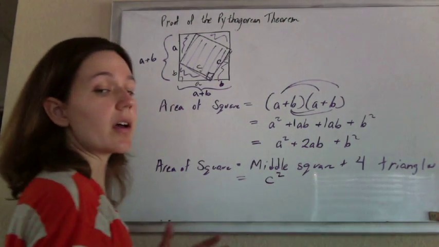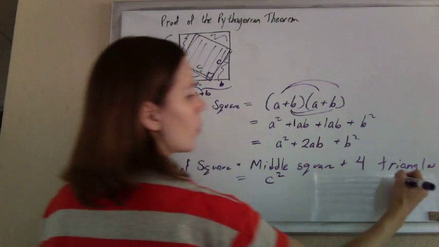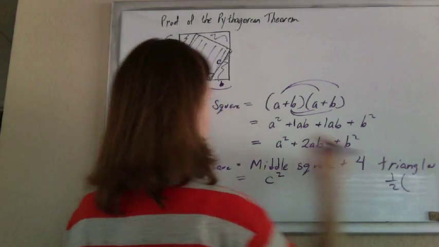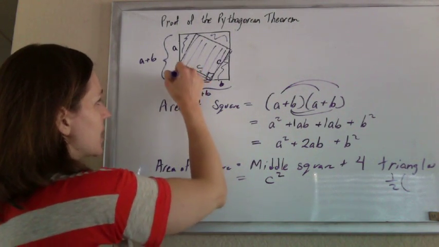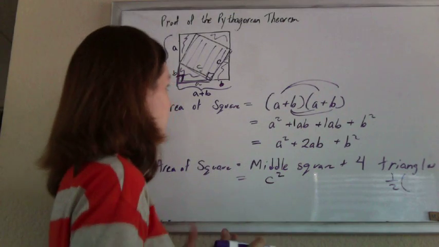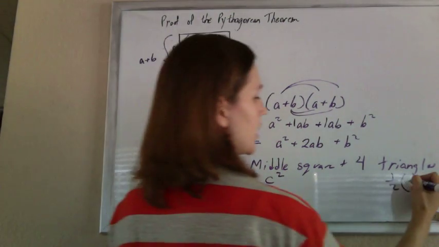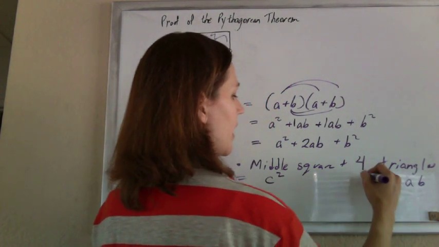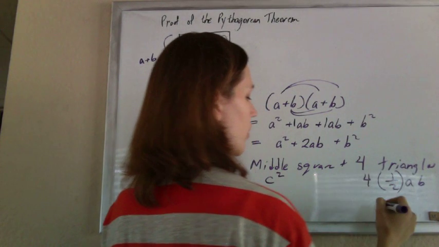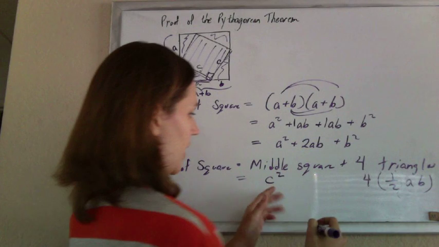Then the area of a triangle is 1/2 the base times the height. So for one triangle, I have 1/2. Its base is A and its height is B, so long as they're perpendicular. Remember, you want to measure heights perpendicular to their base. So A times B, so 1/2 the base times the height. And then remember, we have 4 of those. So it's 4 times 1/2 times the base times the height.